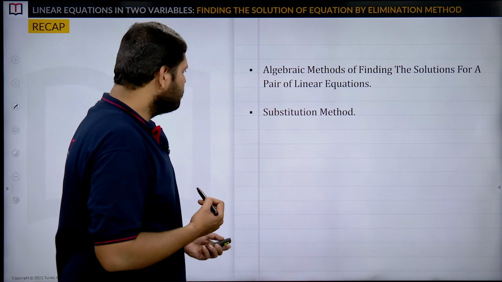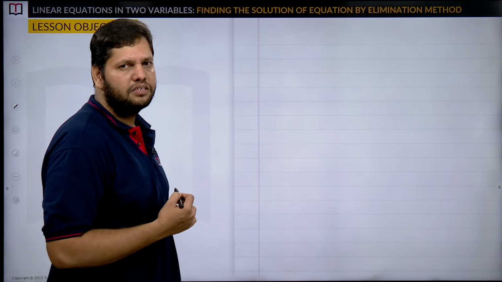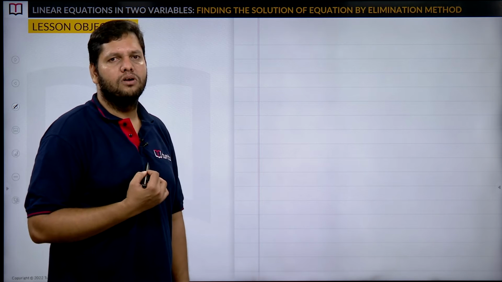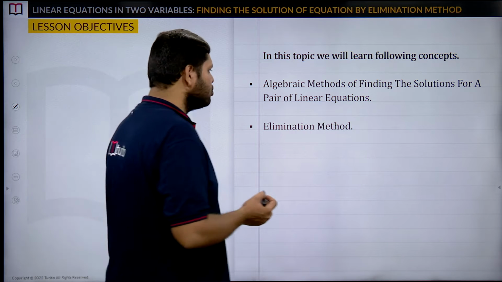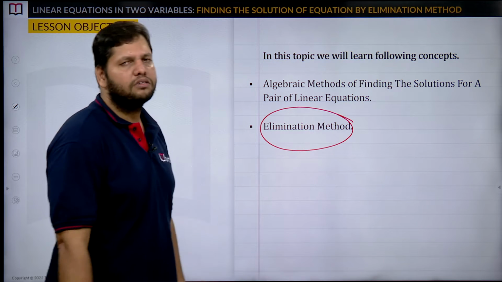Now children, today I am going to discuss another method. Can you guess what the second method is? Anyone? The second method is very simple. The second method is called the elimination method, children. Okay. So what does the elimination method mean?